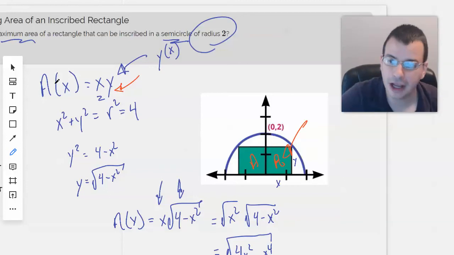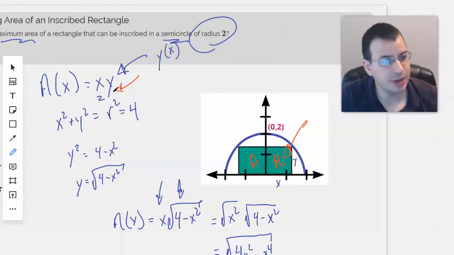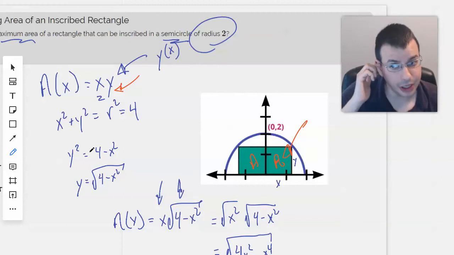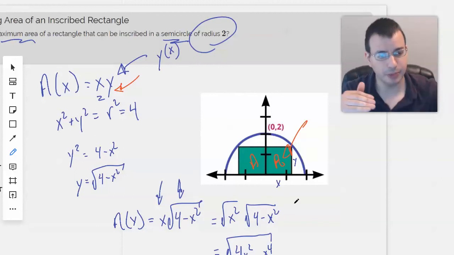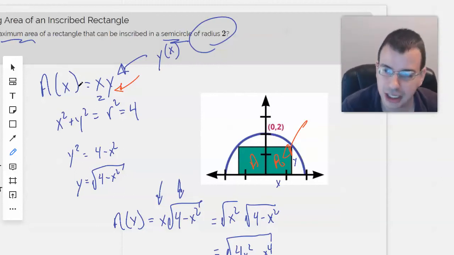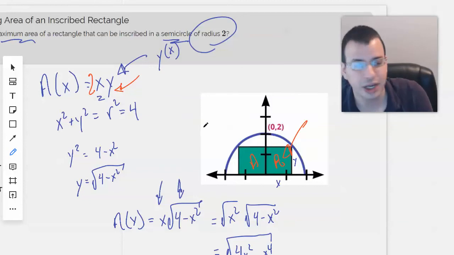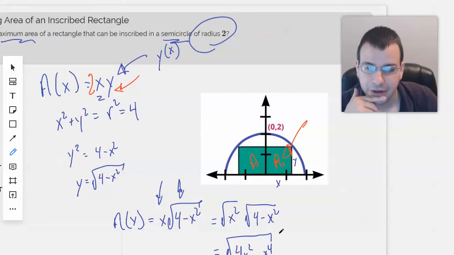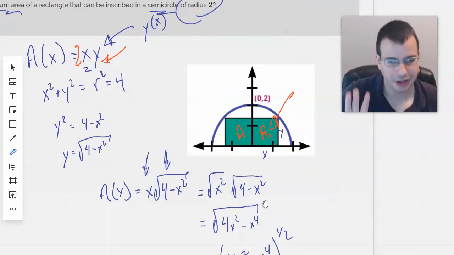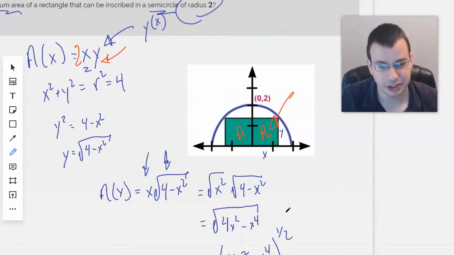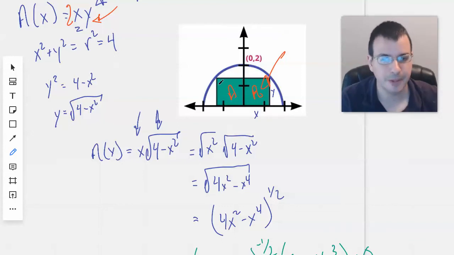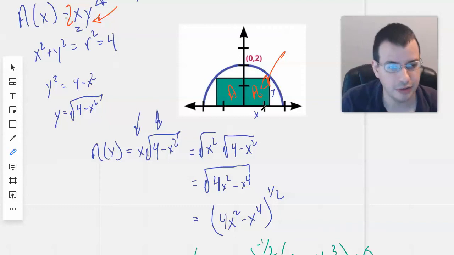It doesn't really matter. I could have said A of x equals 2xy, and that would have given me the same kind of answer. But since the left and right side are symmetrical, I can just do area equals xy. If I went back and did this over again, I'd probably say area equals 2xy, just to show that we have x here, and y there. But since I'm already so far down this path, I'm going to keep going, and then I'll just double my answer at the end, because I'll have 2 boxes. So if I maximize the box on the right, it'll still maximize the total area of the rectangle. Okay.